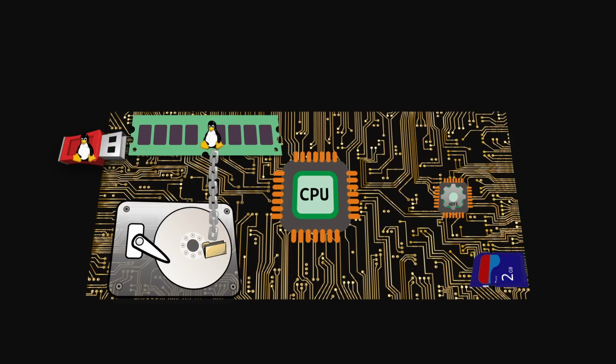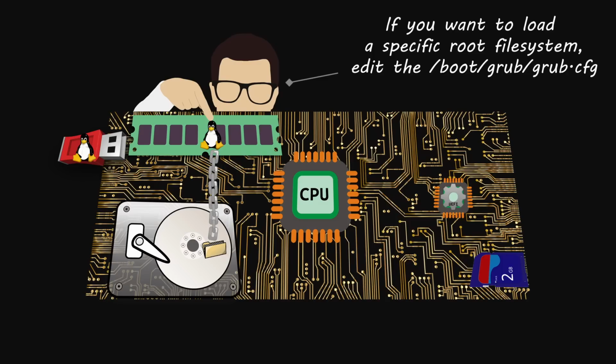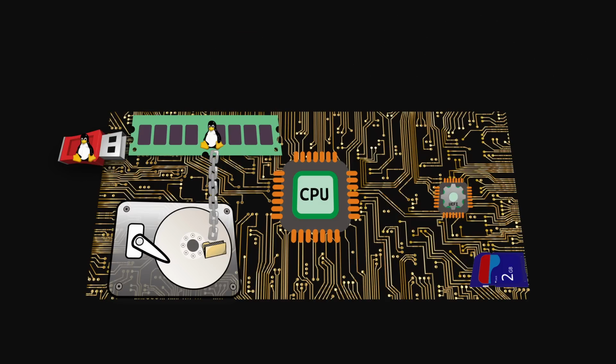Also, I want you to know that you can tell the kernel where to find the root file system, and you can do that by changing the GRUB configuration, because as you know, GRUB starts the kernel, so it can also tell the kernel where to find the root file system, in which storage device.